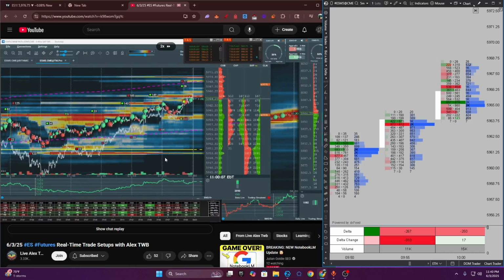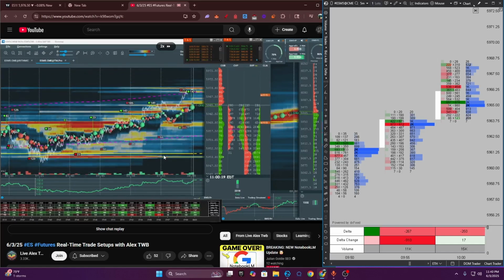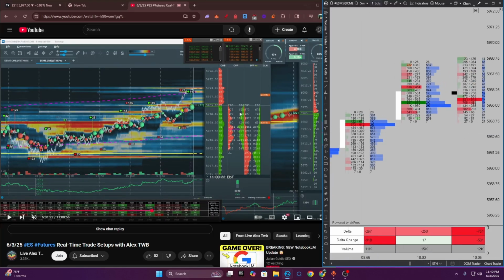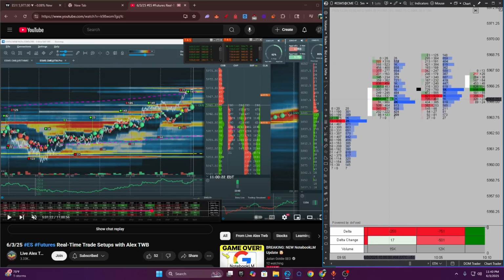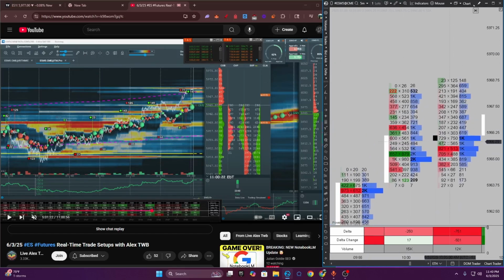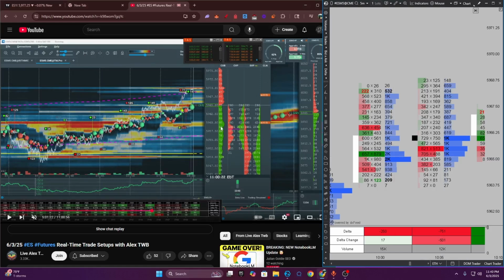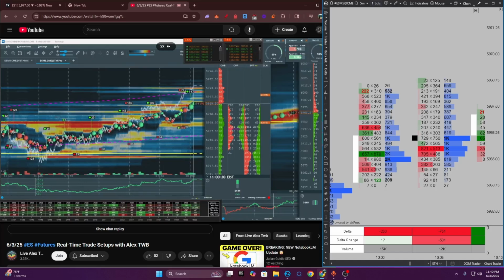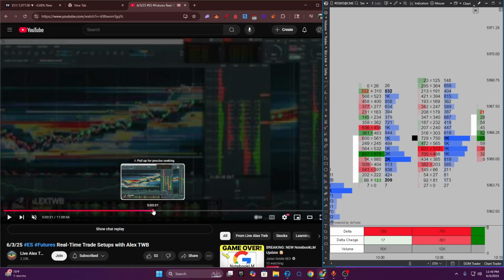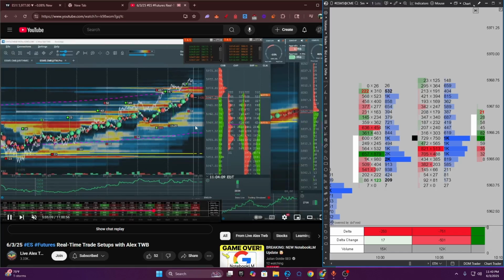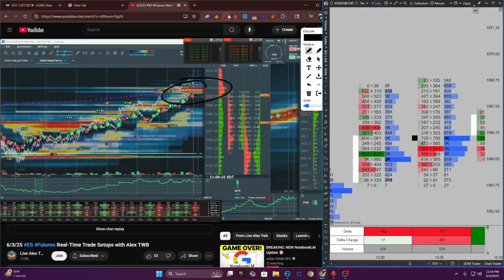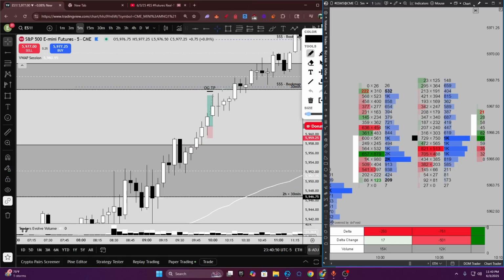Within around, I would say, 10 to 20 seconds, we broke through this with a large buyer aggression, as you can see there. We saw no reaction and no absorption at the area right around 10 a.m. And then from that point onwards, buyers come in with incredible aggression, taking us all the way up to our target.